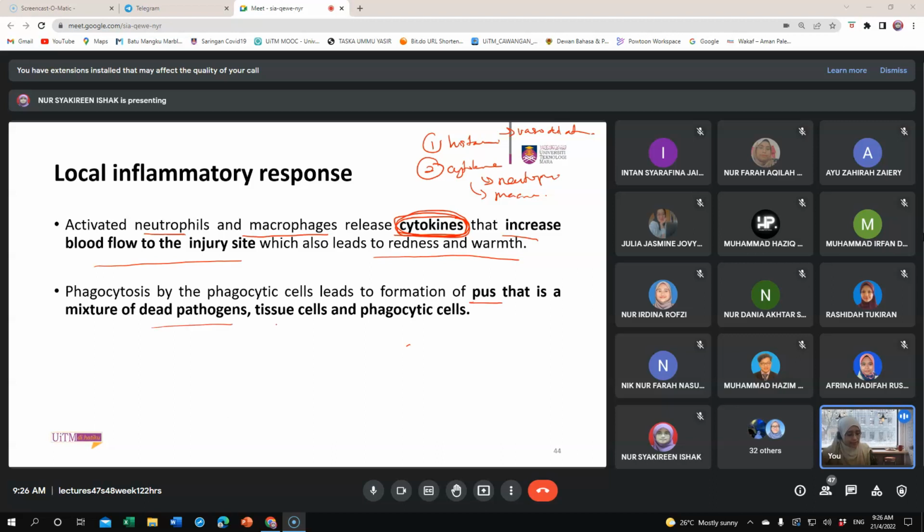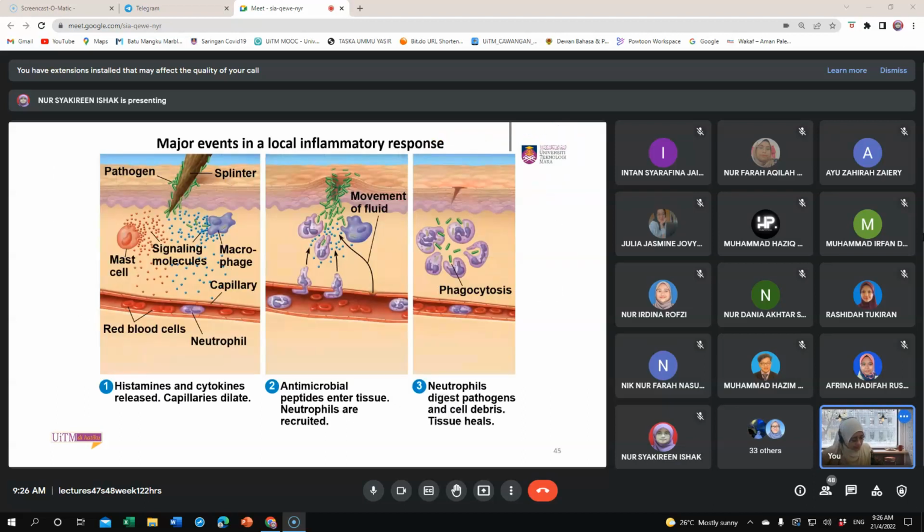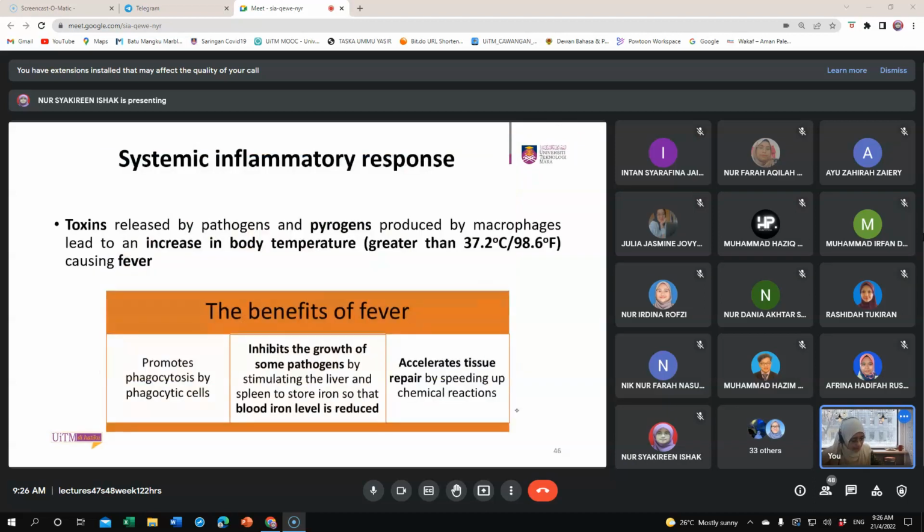Okay, so phagocytosis by phagocytic cell leads to the formation of pus, that is a mixture of that pathogen, tissue cell and also phagocytic cell. So formation of pus is a mixture of all these components, the pathogen, the tissues, and also the phagocytic cell. Okay. So this is a diagram.